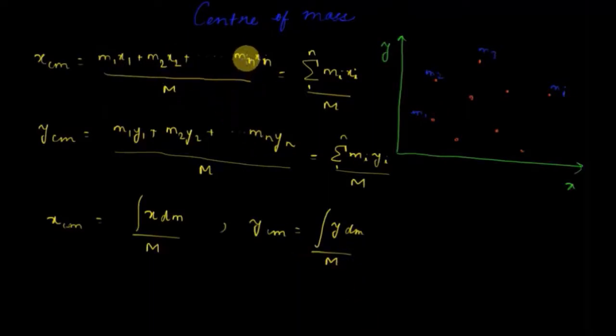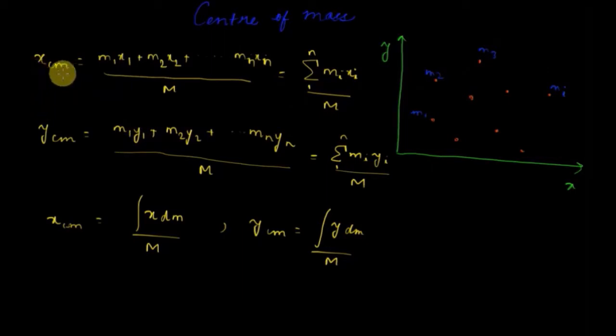Now let's understand how to find that center of mass, right? So let's say I have this XY coordinate system, and in this coordinate system I have many small masses m1, m2, mi till mn. So for this system, let me find the center of mass. So mathematically, the center of mass is defined as the following.